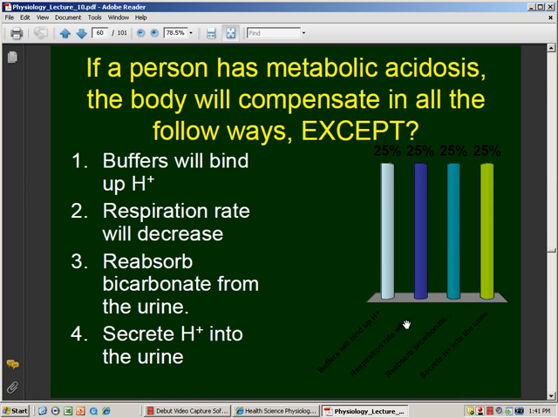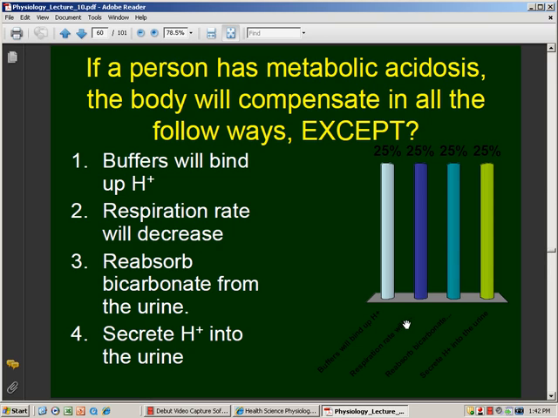Buffers will try and bind the acid. That one's true. How about the respiration rate will decrease? Why? What would respiration rate decreasing do? That would increase the acids, right? You're holding more CO2 in, which is just adding fire to the fire. So number 2 is the correct answer, because your body won't do that.